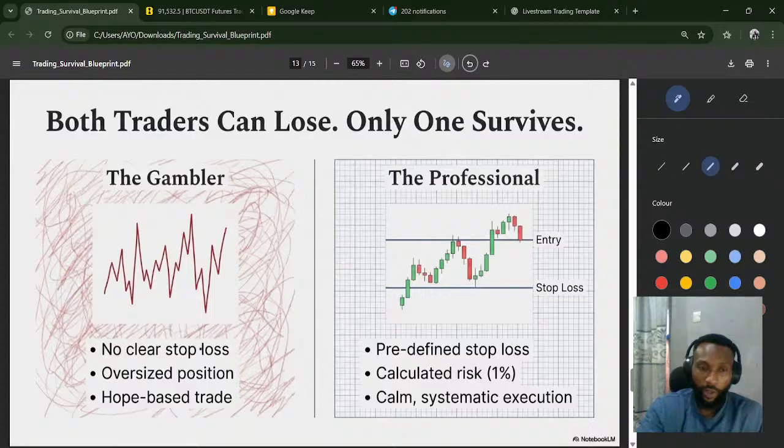No clear stop loss, oversized position. Let me take it very slowly so that we go through. No clear stop loss, oversized position, hope-based trade. You do not put your stop loss in a trade. You oversize your position, the position that you're going into the trade with. And you're trading based on hope.